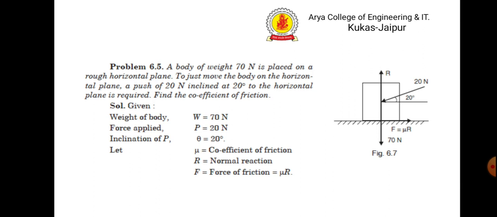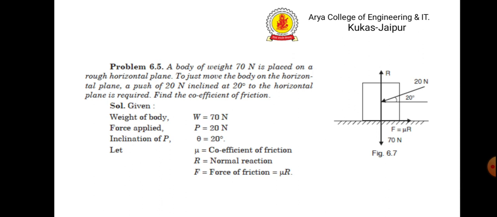So as per the statement of the problem, we are drawing the free body diagram. The weight is 70 Newton, it is vertically downward, and on this plane there will be a vertical reaction. So R will be in the upward direction. Now the force is 20 Newton, it is a push, inclined at 20 degree to the horizontal plane, so the body will move towards left. So as per the property of friction, the friction force will be applied at the right hand side. So F equals mu R, it will be towards the right hand side. Mu is again the coefficient of friction, and we know that F equals mu R.